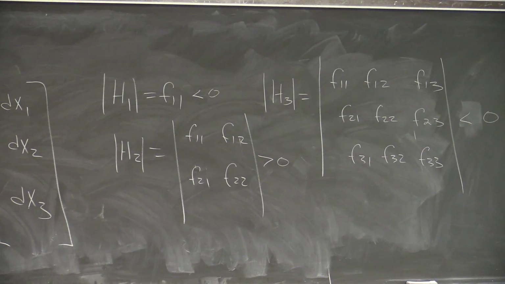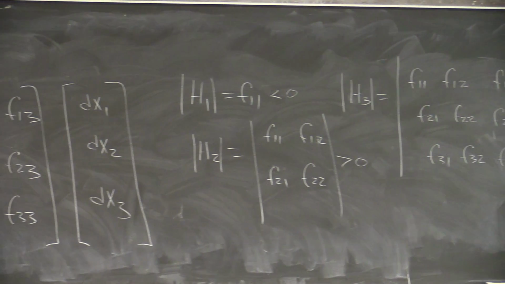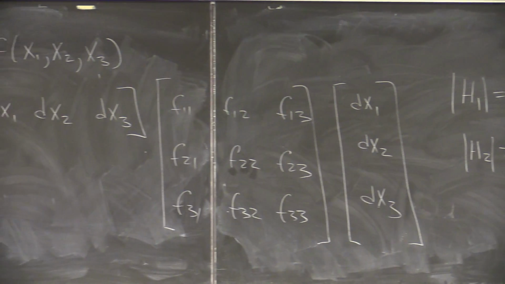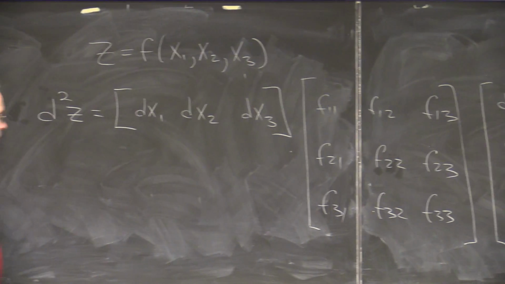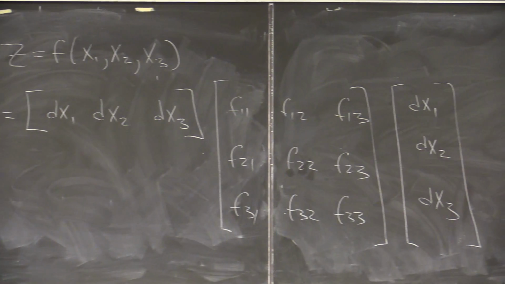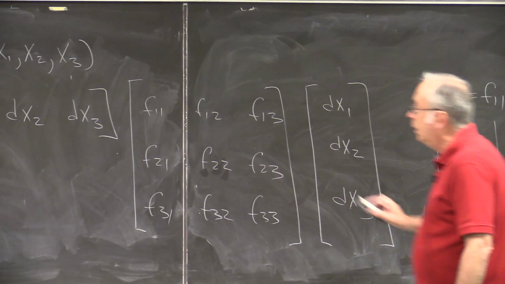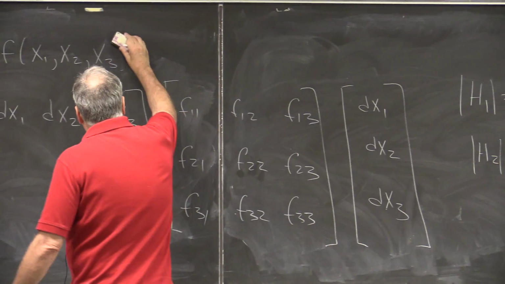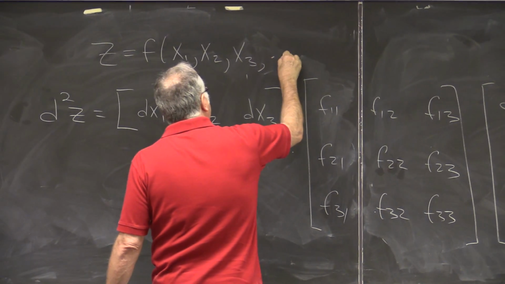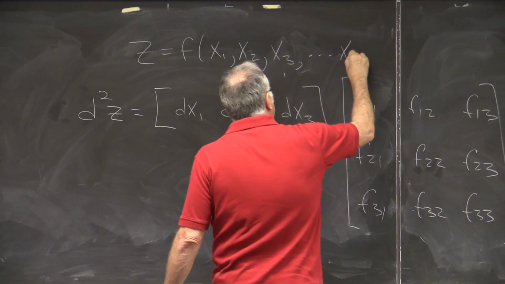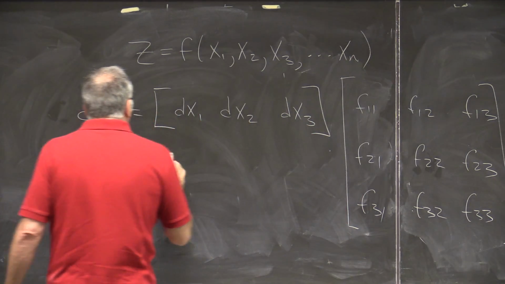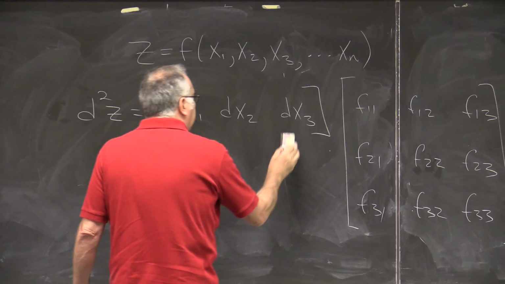applies to cases where z is a function of x1, x2, x3, dot, dot, dot, xn. The only difference would be this. You would have to add some more terms in the objective function, dot, dot, dot, xn. And you would need to add some more terms here.